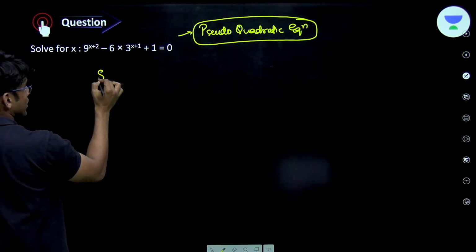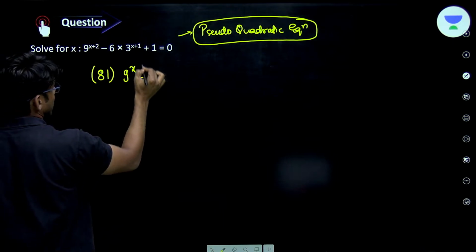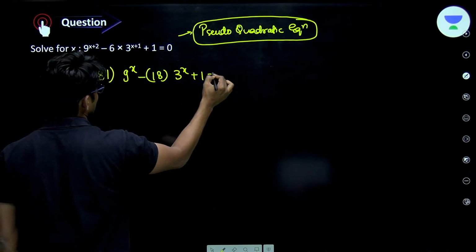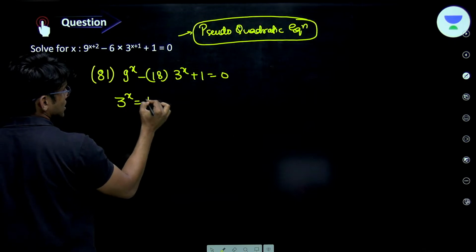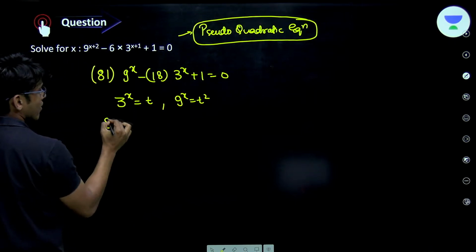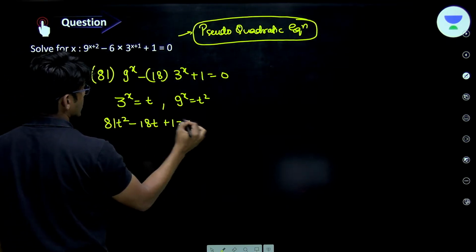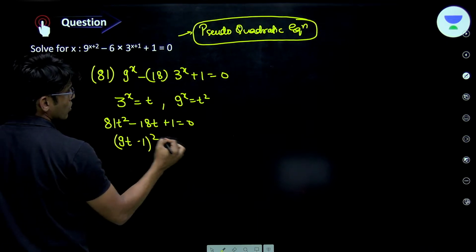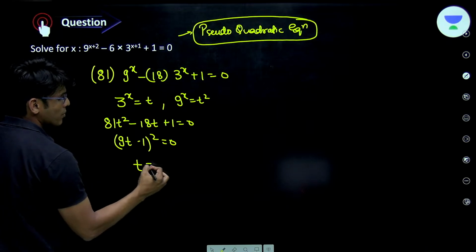Now you have 81 times 9 to the power x minus 18 times 3 to the power x plus 1 is equal to 0. Now what I am going to do, I will just put 3 to the power x as t. This gives 9 to the power x as t square. So I have 81t square minus 18t plus 1 is equal to 0. This gives me 9t minus 1 whole square is equal to 0. And we did discuss the perfect square things. If it is equal to 0, t is simply 1 by 9.